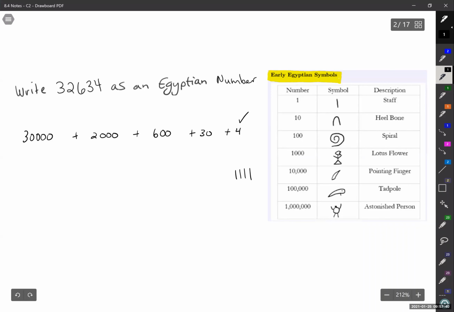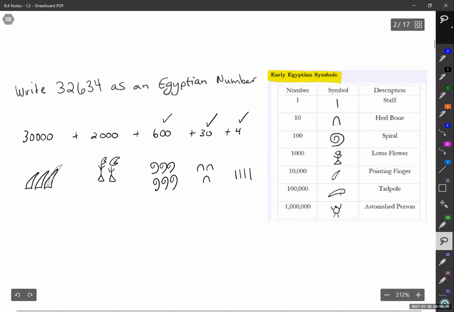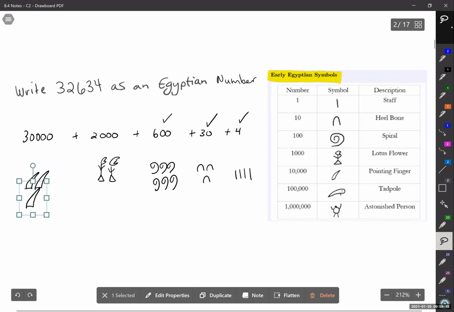3 10s. We've got our 10 here. 1, 2, 3. 6 100s, so 6 of the spirals. 2 of the 1,000, so we've got 2 of our little flowers. And then 30,000, so 3 of the 10,000s. And remember here, it doesn't matter if I wrote my 3s like this, or if I brought this one down, right, with the Egyptian. You can move it around. It's just, do you have the right number of the right symbols?